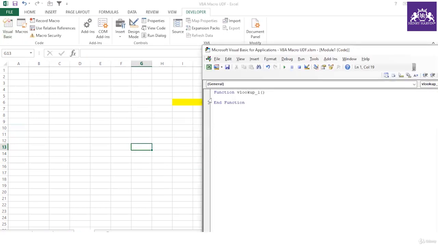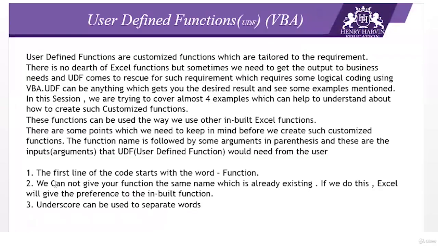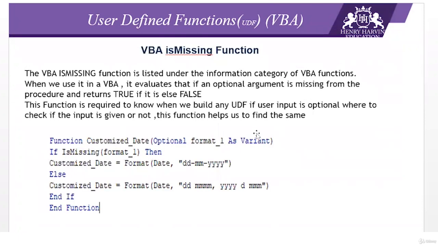So you have to give such a name which you can distinguish from the original name. Better you use the underscore character, which actually separates the words. And this is amazing, which can help you explore more on that. Let me give you another point. The first line of the code starts with the word function, of course, we have done that. You cannot give your function the same name as an existing one. If we do this, Excel will give the preference to the inbuilt function. All right.